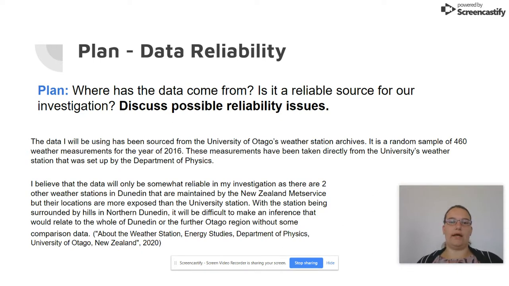So that's all I need for my plan. I just need to say where my data's come from and is it reliable. Websites such as Wikipedia is not a reliable source of data, but you shouldn't be provided with this data at the time of your assessment.